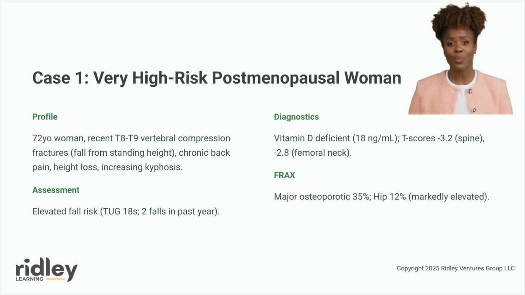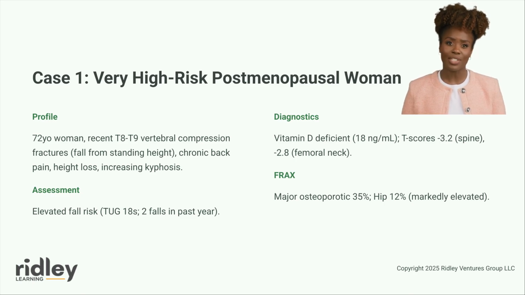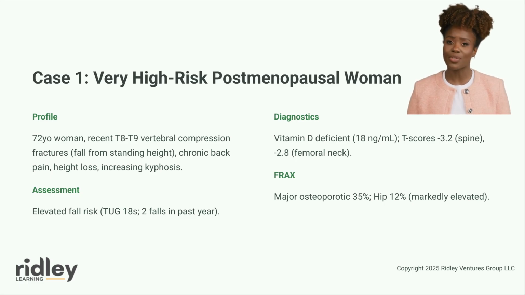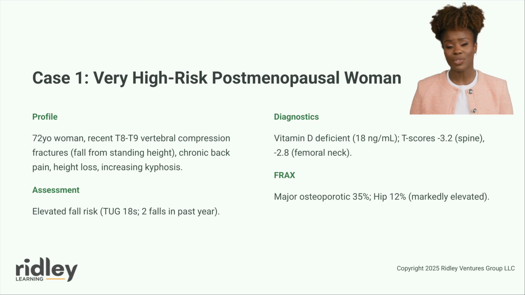Laboratory evaluation ordered by her physician reveals serum 25-hydroxyvitamin D of 18 nanograms per milliliter, which is deficient, with otherwise unremarkable results. DXA reveals T-scores of -3.2 at the lumbar spine and -2.8 at the femoral neck. FRAX calculation incorporating BMD yields 10-year probability of major osteoporotic fracture of 35% and hip fracture probability of 12%. Both markedly exceed treatment thresholds.